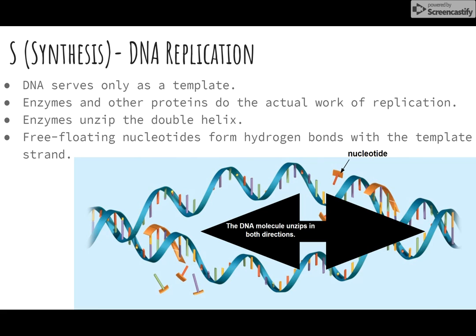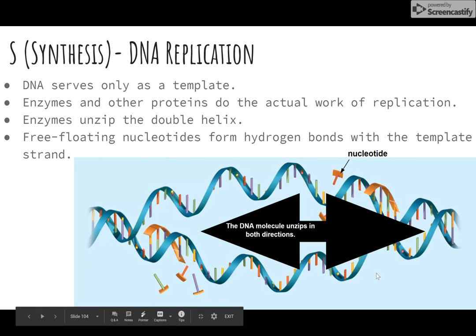There are enzymes and other proteins that do the actual work of replication. And those enzymes are going to have to do several different things. They're going to have to unzip the double helix, and they're going to have to put into place free-floating nucleotides and form hydrogen bonds with the template strands.